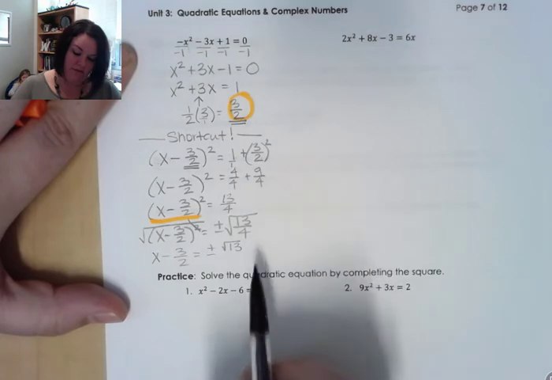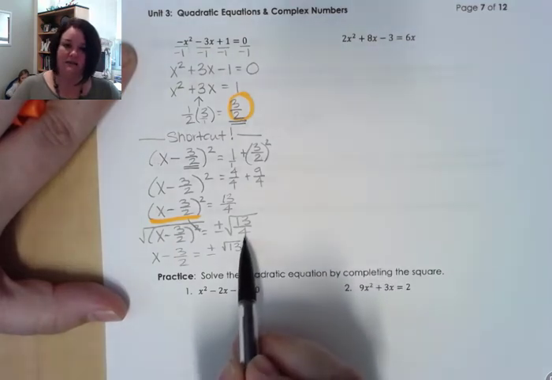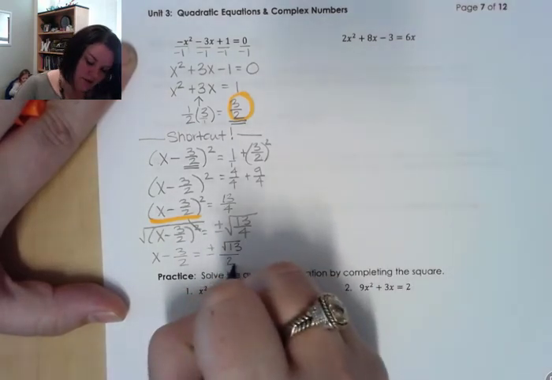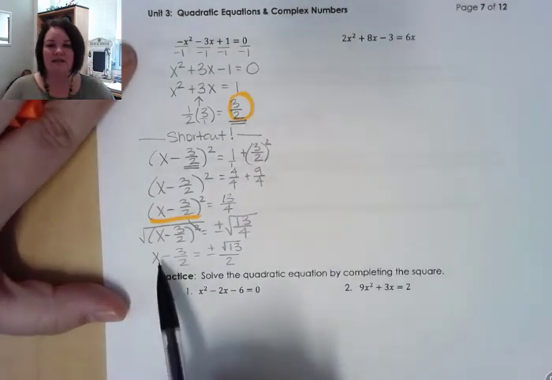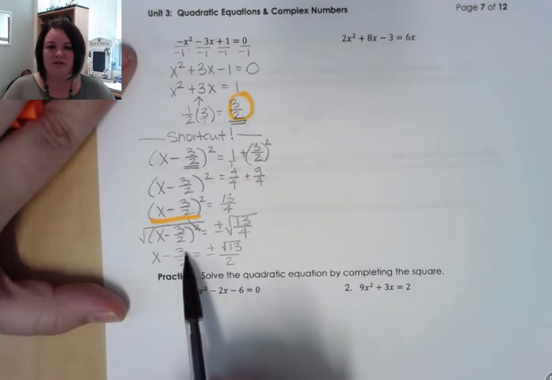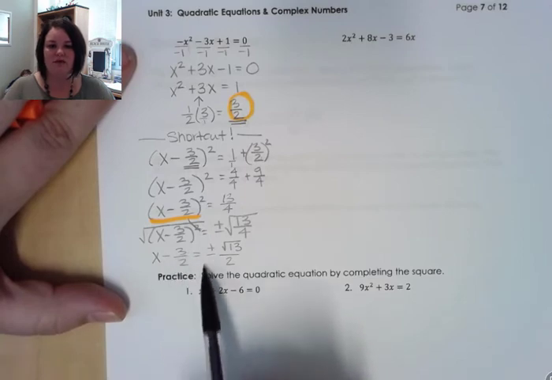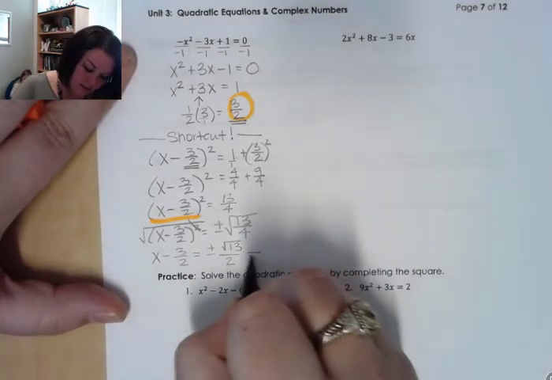But the square root of 4 I can simplify, because the square root of 4 is 2. So I'm going to go ahead and simplify the bottom of that fraction. And then to get x by itself, the only thing I have left to do is to move this negative 3/2 over to the other side.